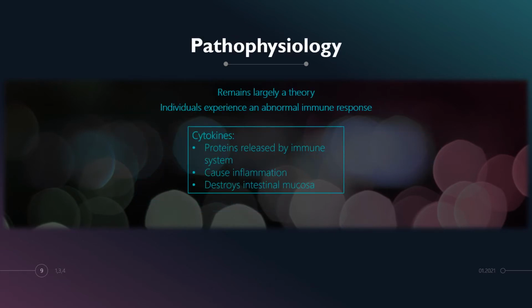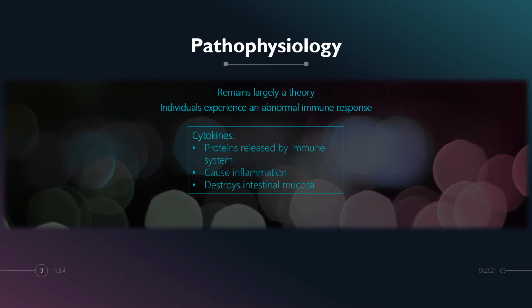Moving on to the pathophysiology of IBD. Much like the etiology of IBD, the pathophysiology also remains largely a theory. However, through lots of research, they've come to a general consensus that individuals who present with some form of IBD are typically those who are genetically susceptible and who are also exposed to triggers. These triggers are highly individualized, so it's very hard for us to predict. But ultimately, when they're exposed to these triggers, they tend to experience an abnormal immune response.